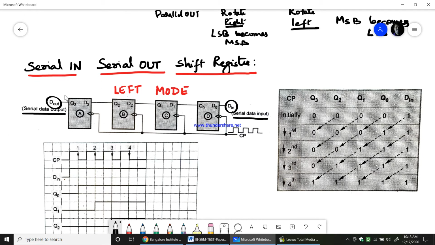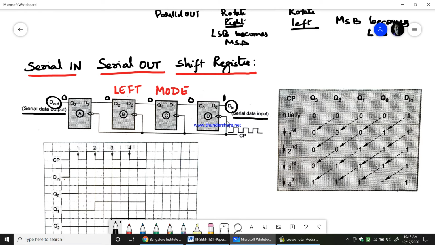Initially all outputs will be 0. Now I will give 1 as an input to data in, and each flip-flop is connected to the clock pulse separately. Therefore every flip-flop is connected to the same clock pulse. It is a synchronous type of operation that we have.